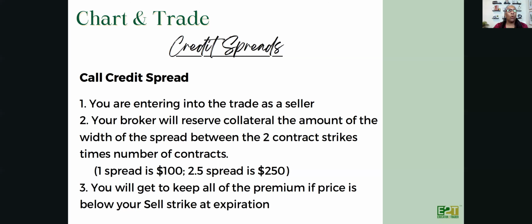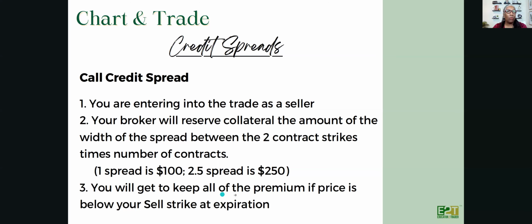Your broker is going to reserve collateral in the amount of the width of the spread between these two contracts. So a 1 spread is $100 worth of collateral. A 2.5 spread is $250 worth of collateral. A 5 spread is $500 worth of collateral, which again, that's much less. We were talking about a 15 spread on a 15 cash secured put and requiring $1,500. Well, if we do a 1 spread on that same stock, then we only have to put up $100.